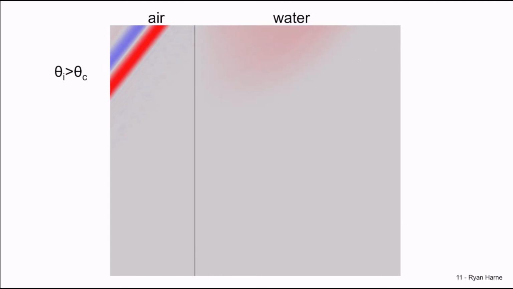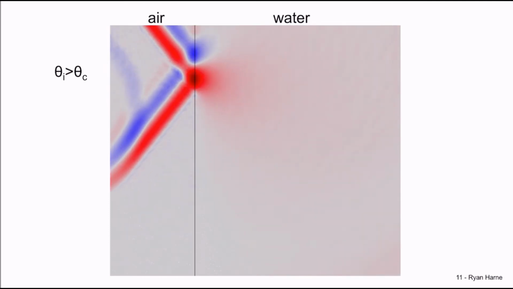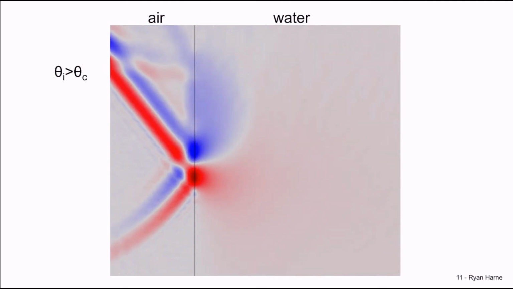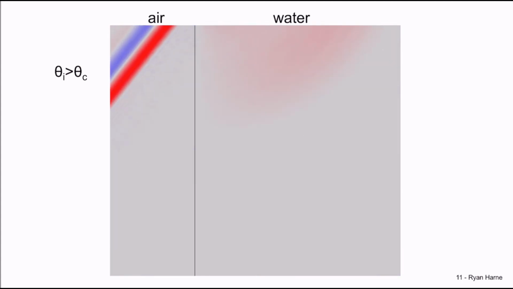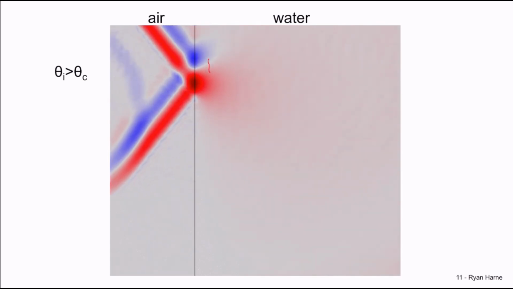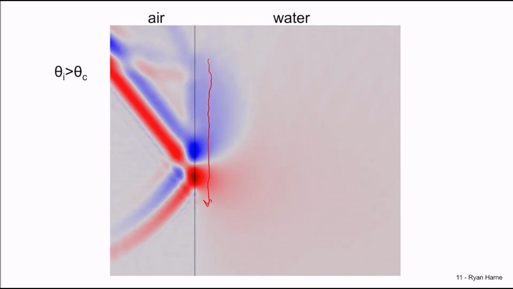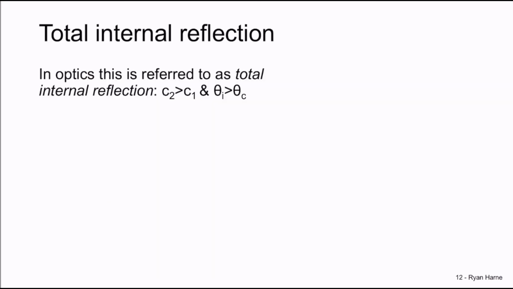And we see that here in this simulation. The incident angle is greater than critical, and there is not a transmitted wave into the water. The wave literally hangs on the surface of the interface. This application of critical angle is applied in optics, and it's actually referred to as total internal reflection when c2 is greater than c1 and the incident angle is greater than the critical angle.